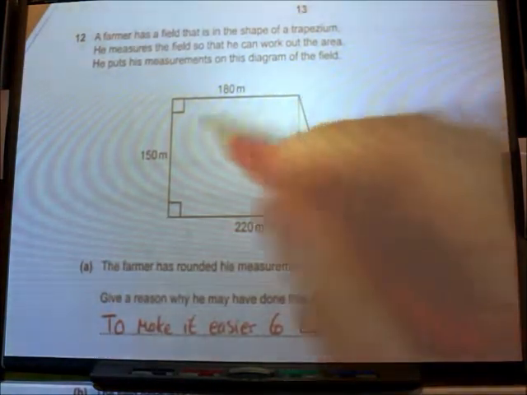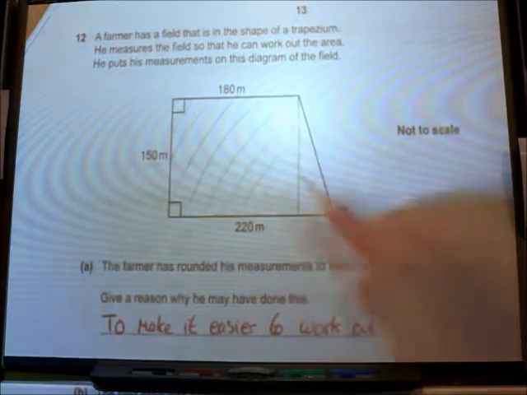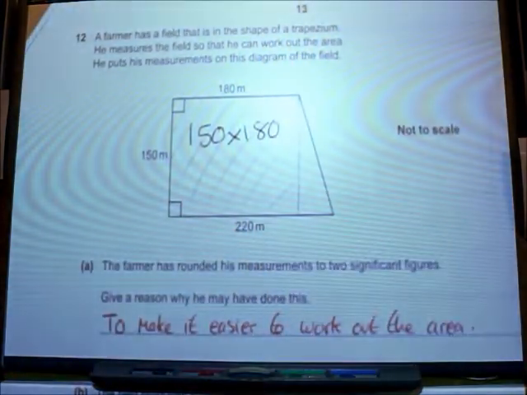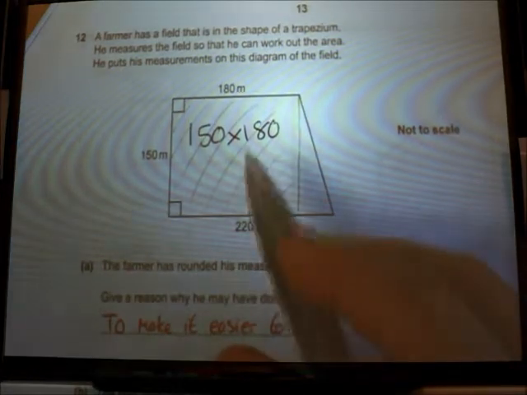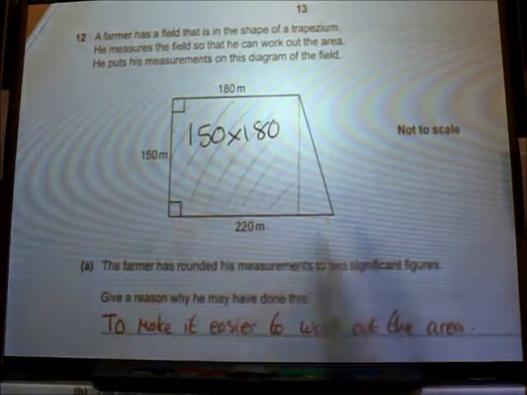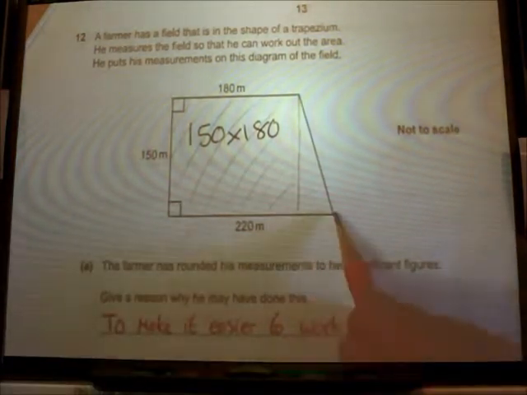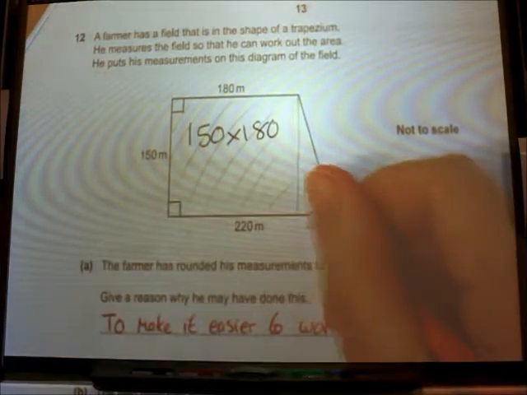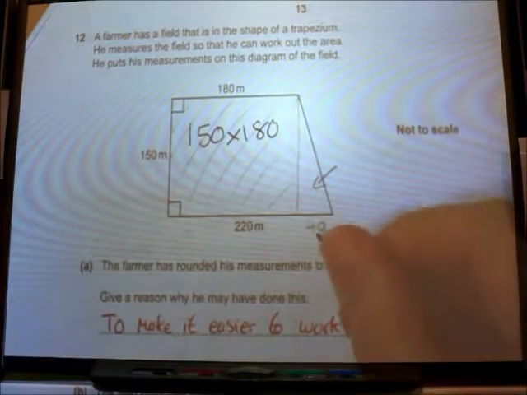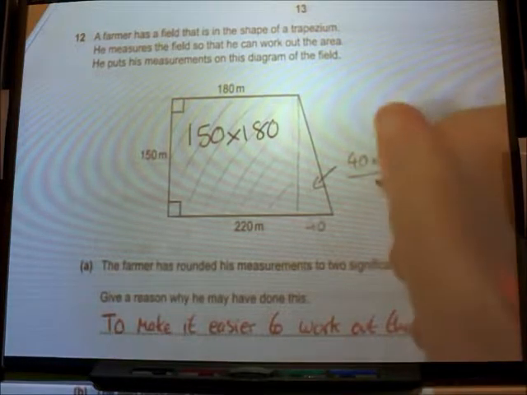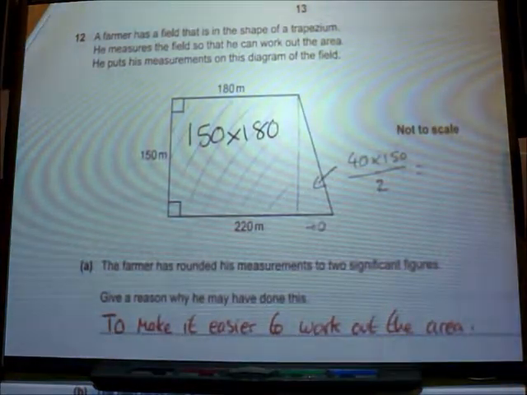So you could work out the area of this bit here by doing 150 multiplied by 180. If you're struggling how to do that non-calculator, I'd be tempted to do 15 times 18 grid method or however, and put the 2 noughts on the end. Then you work out the area of a triangle, and you need to know that length there. Because the whole lot's 220, that's 180, that length there has got to be 40. So the area of that bit would be base times height divided by 2, 40 times 150 divided by 2. And if you add those 2 up, you'll get the area.